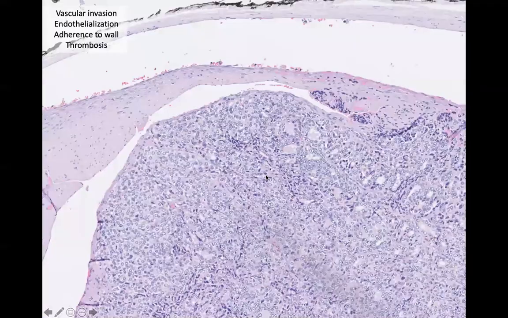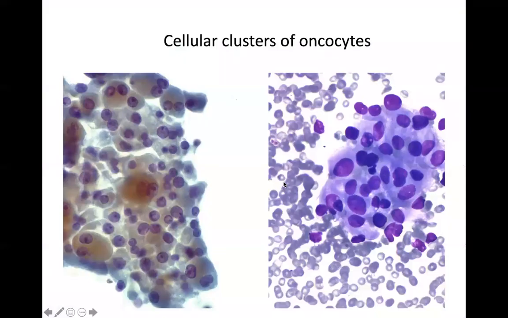What you're looking for with vascular invasion is both endothelialization of the tumor plug, adherence to the wall with fibrosis, and sometimes intravascular thrombosis, where you might see platelets, platelet fibrin thrombi. All right. And if you come to my talk tomorrow at noon on NIFT-P, we'll learn a little bit more about concepts of invasion, et cetera.